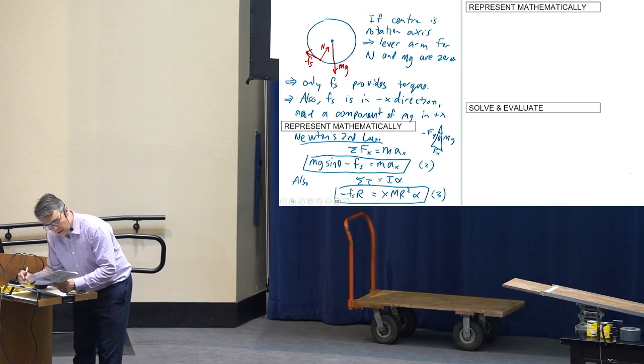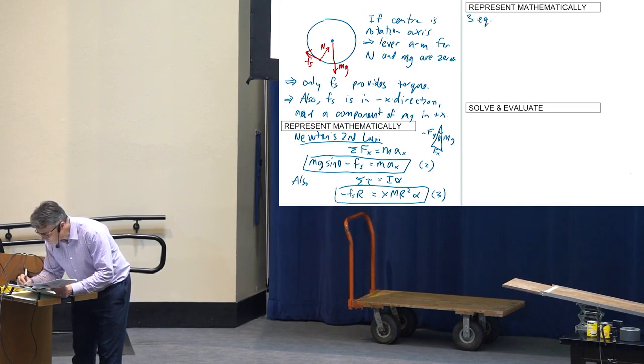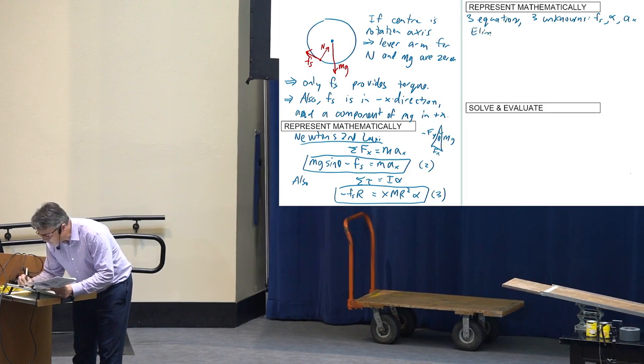You just get 3 equations. The 3 unknowns here are: you don't know static friction, you don't know alpha, and you don't know a sub x. But we're trying to find a sub x. So eliminate f sub s and alpha and solve for a sub x. That's what I would do.